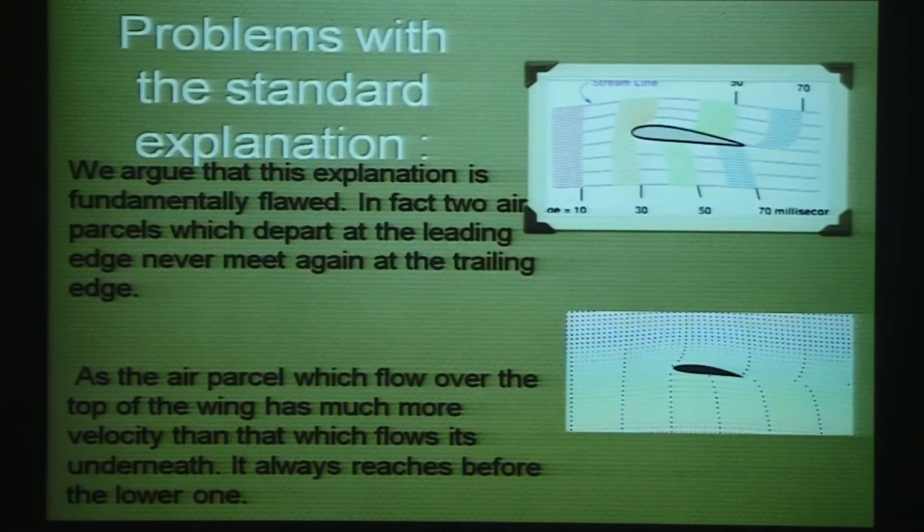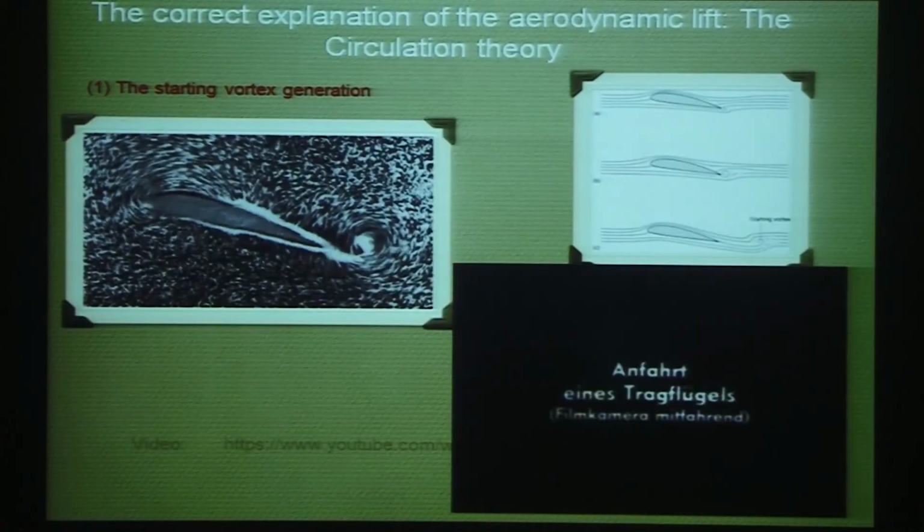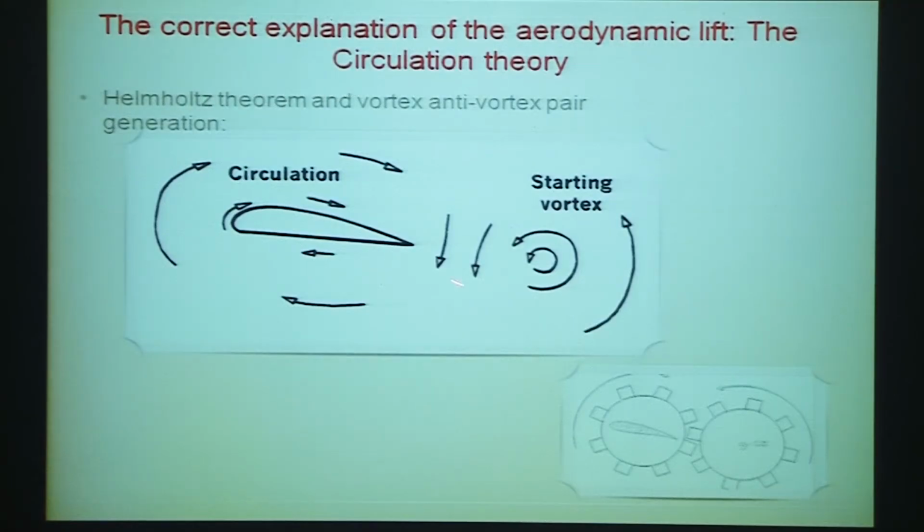Okay. So the point is that if there is a starting vortex, an anti-vortex forms. This is by the Helmholtz theorem. So it's like two gears. One gear rotates this way, the other gear has to rotate the opposite way.